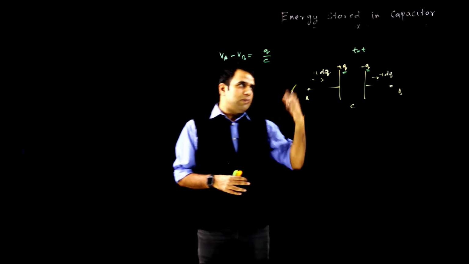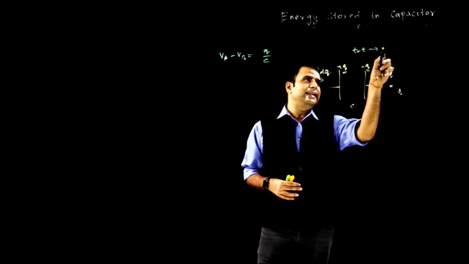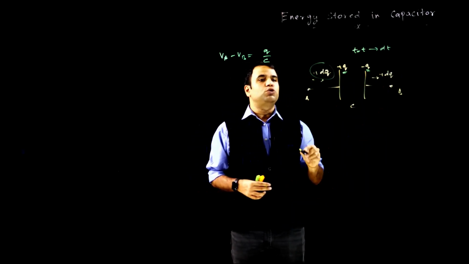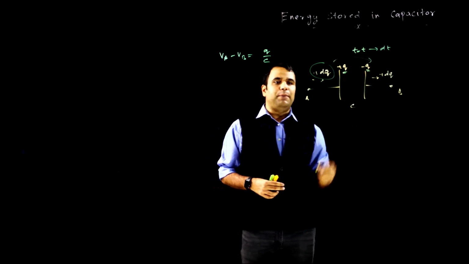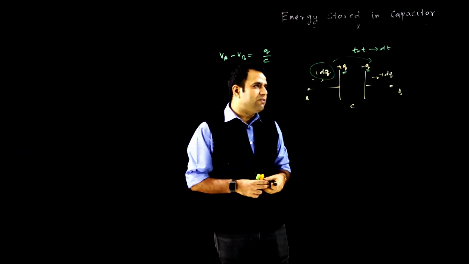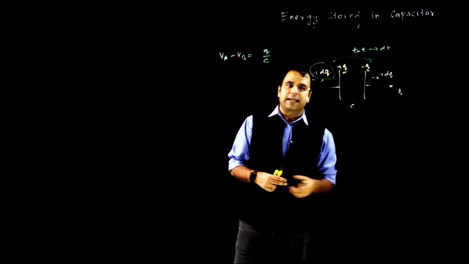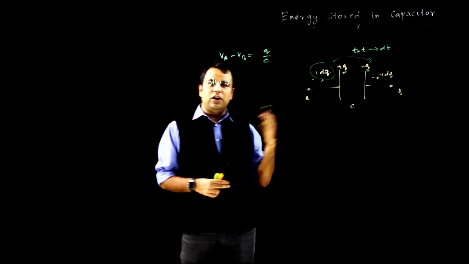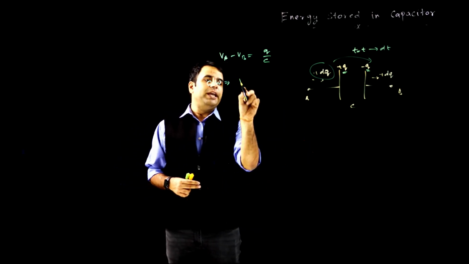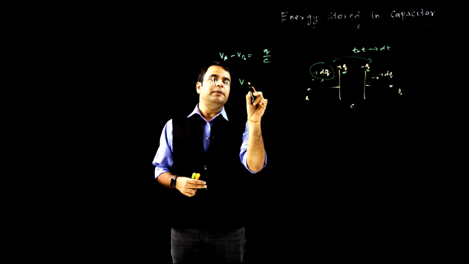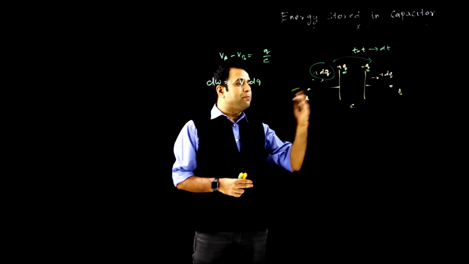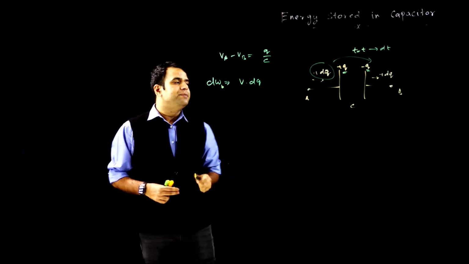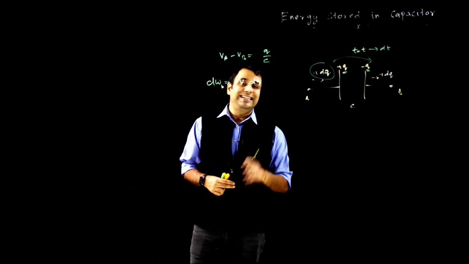Now, in a further dt time, the battery will push some extra dq charge across the capacitor. The work done in pushing this dq charge across the capacitor by the battery will be equal to the voltage across the capacitor multiplied by the charge being pushed by the battery. That will be the work done by the battery while pushing the charge dq in dt time.